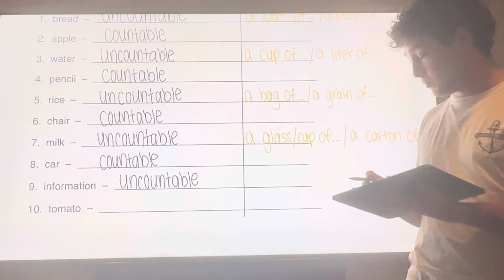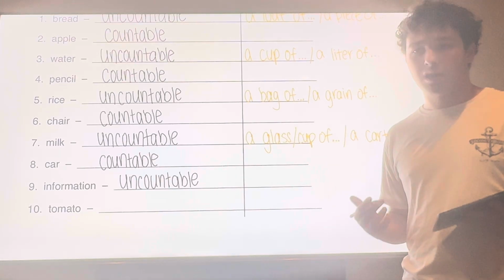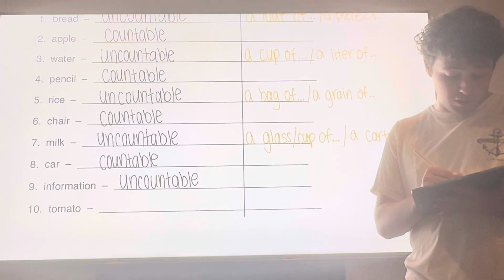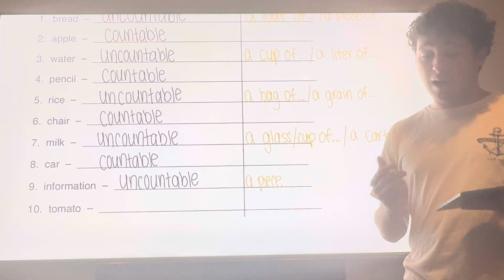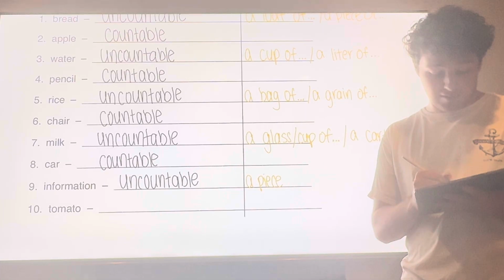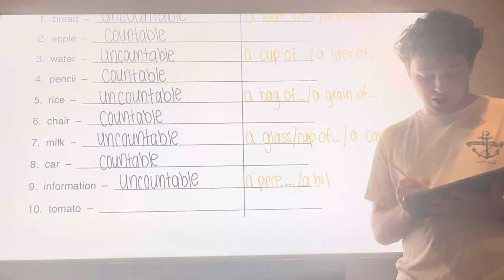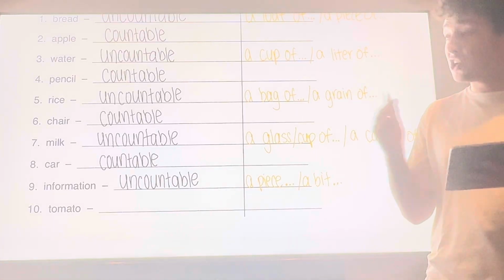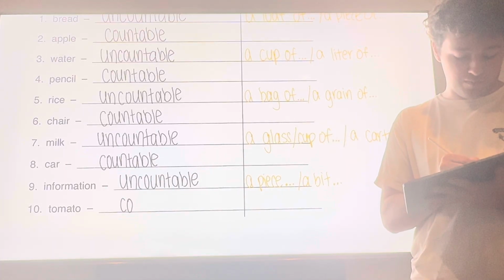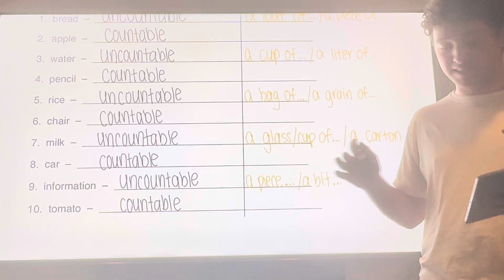Information is uncountable, and I suppose a common quantifier for information would be a piece. A bit also works; that just means a little amount. And then lastly, tomato is countable. 1 tomato, 2 tomatoes, etc.